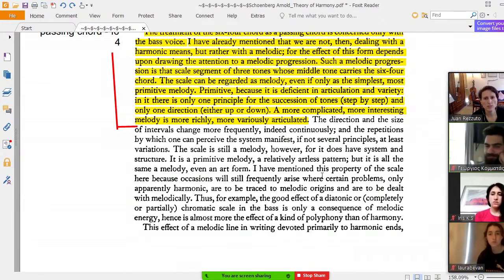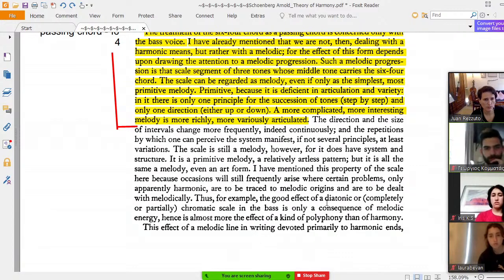The direction and the size of the intervals change more frequently, indeed continuously, and the repetitions by which one can perceive the system manifest, if not several principles, at least variations. This scale is still a melody, however, for it does have a system and structure. It is a primitive melody, a relatively artless pattern, but it is all the same a melody, even an art. I have mentioned this property of the scale here because occasions will still frequently arise where certain problems, only apparently harmonic, are to be traced to melodic origins and are to be dealt with melodically.